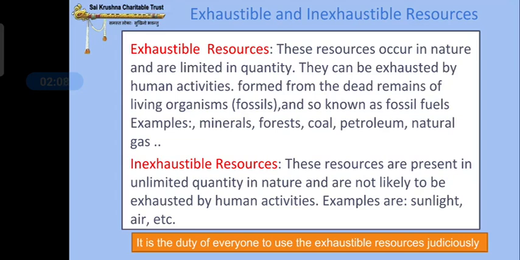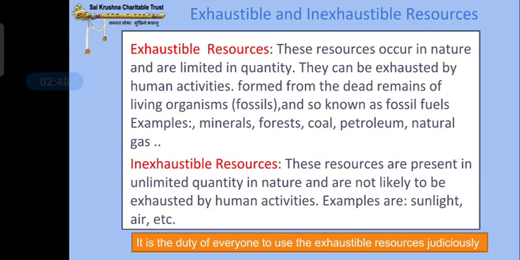Okay. So next comes the inexhaustible resources. These resources are present in unlimited quantity in nature and are not likely to be exhausted by human activities, which means how much ever you use these resources, they will not get emptied. Okay, you can use them unlimitedly. And they are also present in nature. Therefore, they are called inexhaustible natural resources. So examples are sunlight, air, etc.